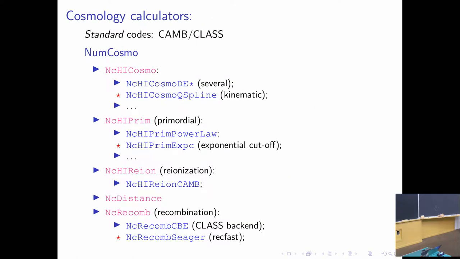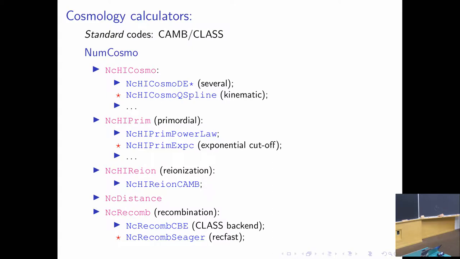So now, trying to compare a little bit what you have in NumCosmo and what you have available elsewhere. We have these codes. Nowadays, we have an additional code like CCL, but before we had only CAMB and CLASS. And these here are the things that we have. You can find both in CAMB and CLASS and NumCosmo, and things with stars are the things that you can only find in NumCosmo.